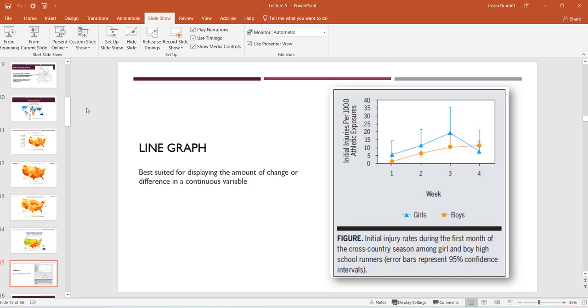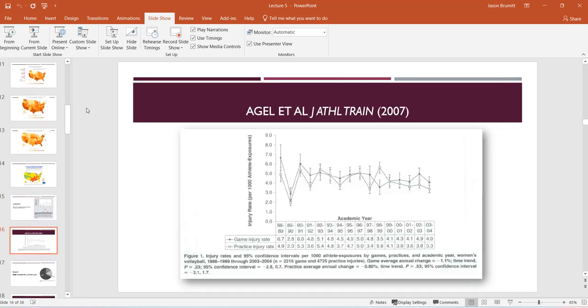Can't say for sure because we don't see that information presented within the data, but we do see, for example, boys in week 2, there were 5 injuries per 1,000, moving up to about 10. Females, there were 10, moving upwards of like 18 or 19 in week 3.